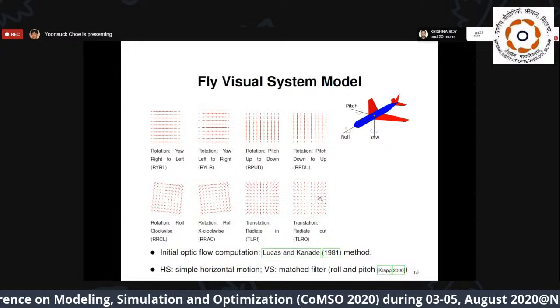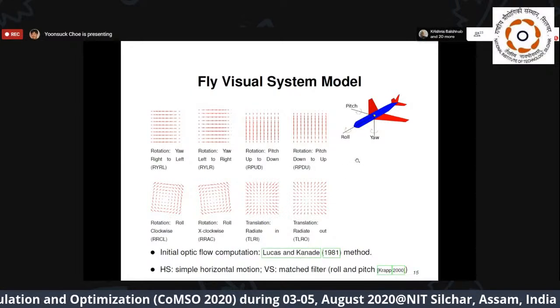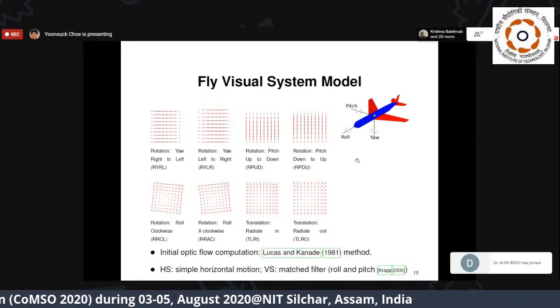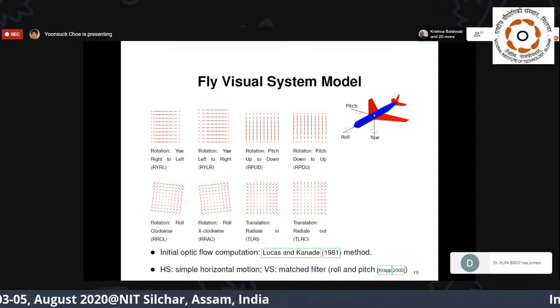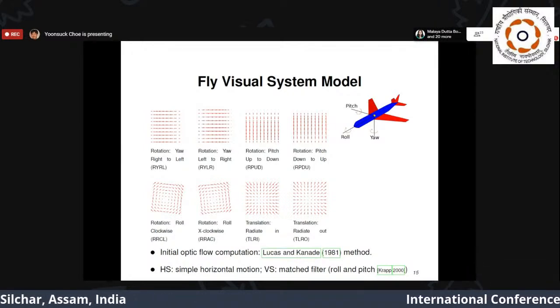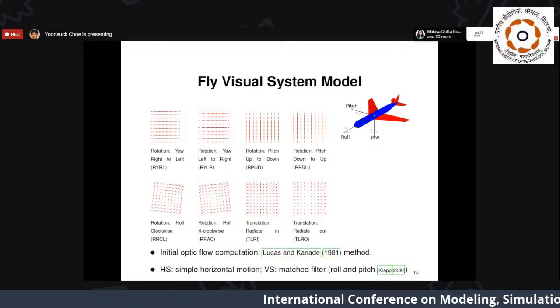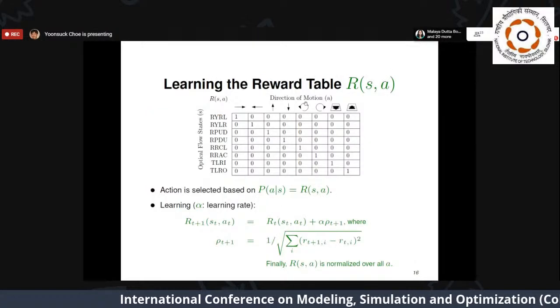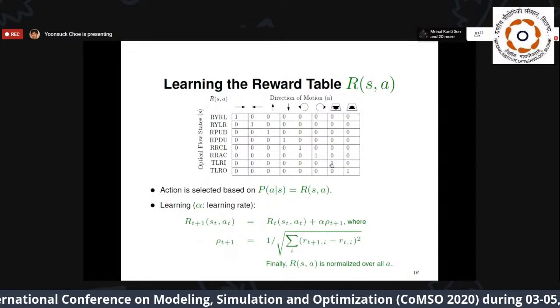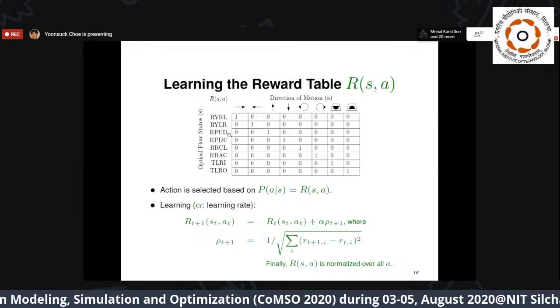So the question is, when you have these neurons, how does the secondary neuron that received input from these optic flow neurons know what they mean? So it's the same problem as the orientation. We applied the same reinforcement learning algorithm.